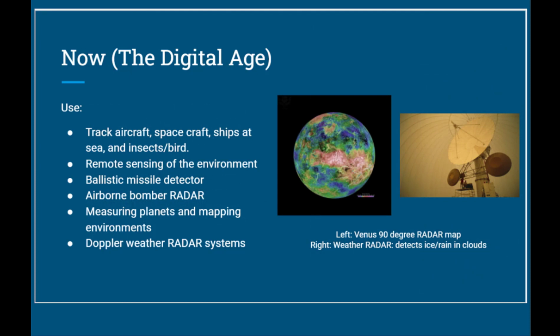Nowadays, we use radar to track aircrafts, spacecrafts, ships at sea, and insects and birds. We also use it for remote sensings of the environment, ballistic missile detectors, airborne bomber radar, measuring planets and mapping environments, and Doppler radar weather systems.